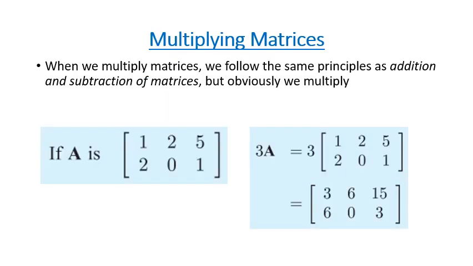And the last thing we want to look at is multiplying matrices. Okay, so when we multiply matrices by a number, we follow the same principle as addition and subtraction, but obviously we just multiply. So if we have a matrix that is our example, A, and we want to times it by 3, okay, just like in normal algebra, we put a 3 out the front. So this becomes 3 times 1, this becomes 3 times 2, this becomes 3 times 5, this is 3 times 2, this is 3 times 0, and this is 3 times 1. And that's where we get our 3, our 6, our 15, our 6, our 0, and our 3.